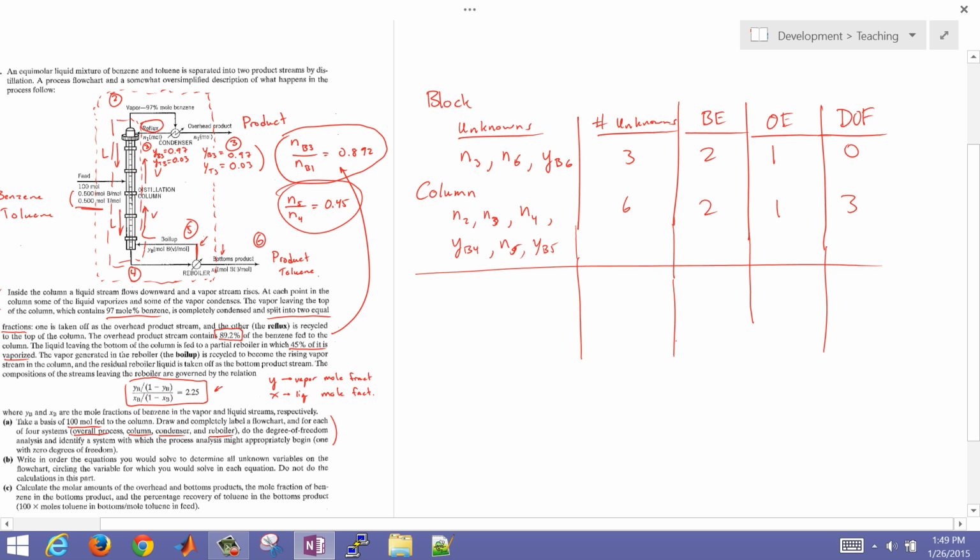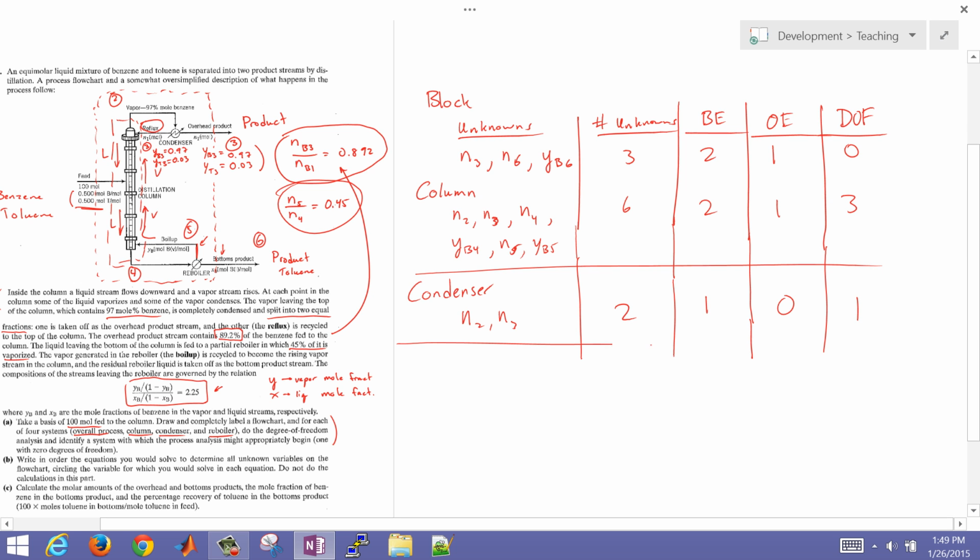And let's go ahead and do our condenser. This is just the splitter, and this one's going to be pretty straightforward. We know that N2 and N3 are going to be our variables, so we just have 2 there. Of our balance equations, we can only write 1, because we can only have an overall mole balance for that. We have no other equations, so we'll have 1 degree of freedom.